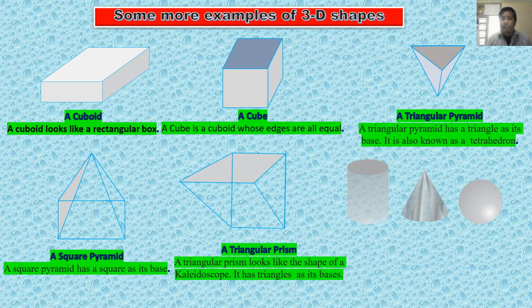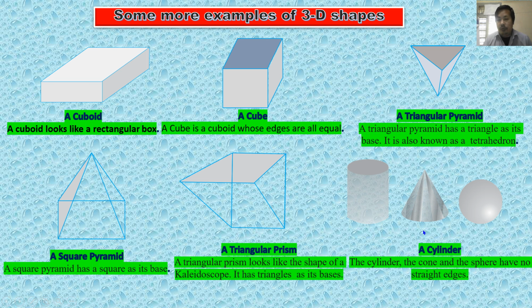These 3D shapes, the cylinder, the cone, and the sphere, don't have edges. A cylinder, cone, and sphere have no straight edges. Once again, here is the cylinder, this is a cone, this is a sphere. You can see here, they have no straight edges like the others we have. So these are some examples of 3D shapes.